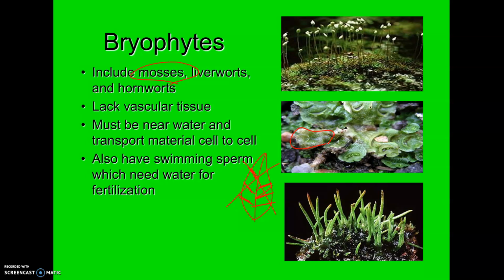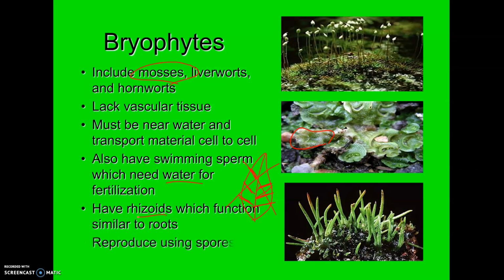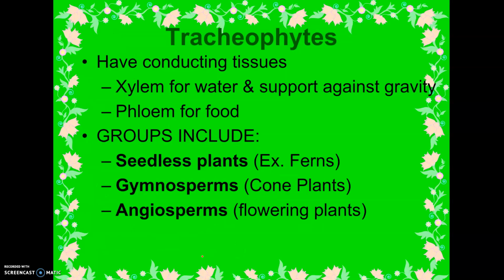They also have sperm that have to have water. The sperm, to get to the egg, has to actually swim. So mosses and liverworts and hornworts, these bryophytes, always have to live in damp areas because they have to absorb their water out of the air directly, and they need water for fertilization. They have something called rhizoids, which are kind of like roots, but again, they don't really carry water very well at all. And so they are considered, like I said, the simplest of the plants. They also reproduce using spores. So very much like the fungi with those little powdery spores, these guys also reproduce with spores.